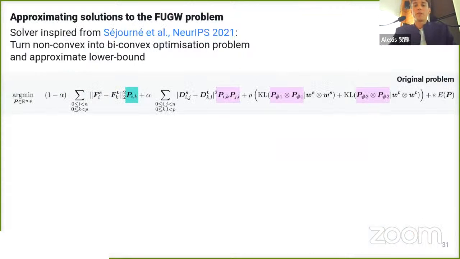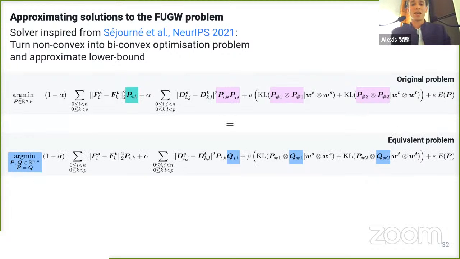This problem is actually very close to a problem that was studied extensively by Thibaut Séjourné and colleagues, for which they find a very elegant way of approximating solutions. So mostly what they said is that this problem is hard to solve because it's non-convex. And mostly the elements that you see in pink are interactions between coefficients of P, which makes the problem hard to track and hard to solve.